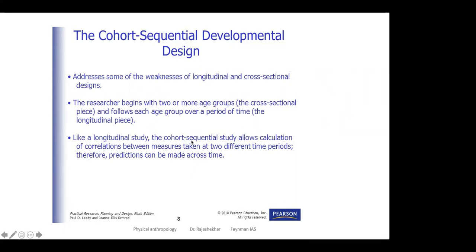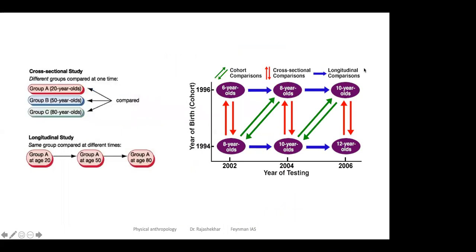And also, as I've shown in the image, this cohort sequential study allows us to calculate the correlations between measures taken at two different time periods. We see the correlation between two time periods. For example, we are able to compare two different time periods, two 8-year-olds, and you get the data. How did an 8-year-old in 2002 respond? How did an 8-year-old in 2004 respond? You can also get that cross comparison and see if that holds true. If it doesn't hold true, then you look for the reason. Why did it change?